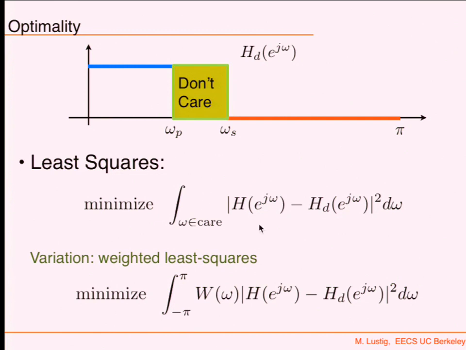And so if you integrate the squared distance over the frequencies you care about, say you want to design a low pass filter with a really nice, straight passband and a really nice stop band, but there's a transition region which you don't care about. Over those frequencies you care about, you would try to find an h[n] of finite length that gives you this optimality criterion. Okay, so this is the square error.